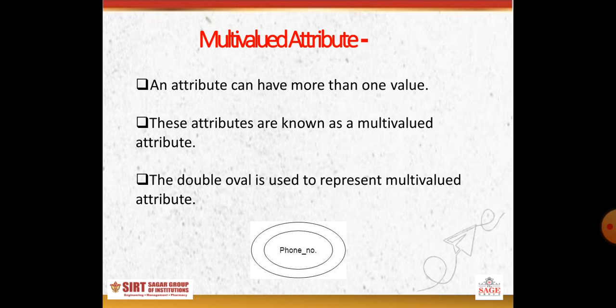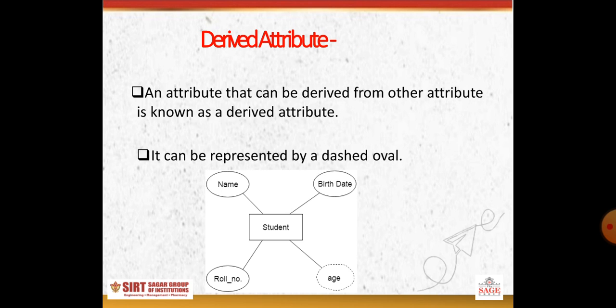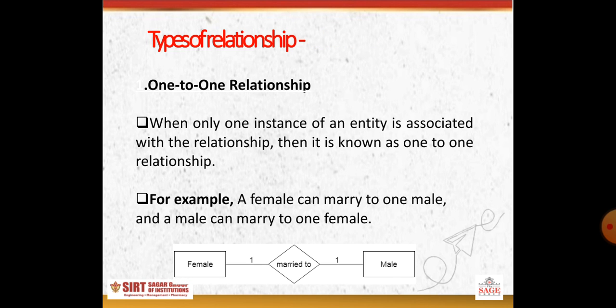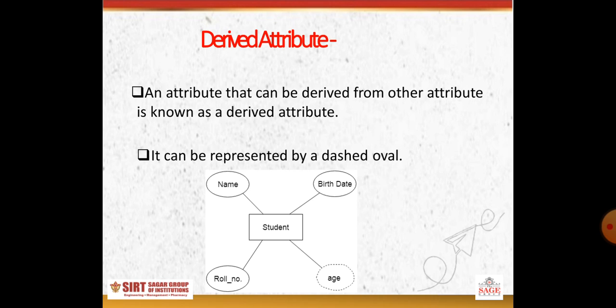Then comes multi-valued attribute. An attribute that can have more than one value is known as multi-valued attribute. The double ellipse is basically used to represent multi-valued attribute. Here in this example, phone number is represented as a multi-valued attribute, and a student can have more than one phone numbers.